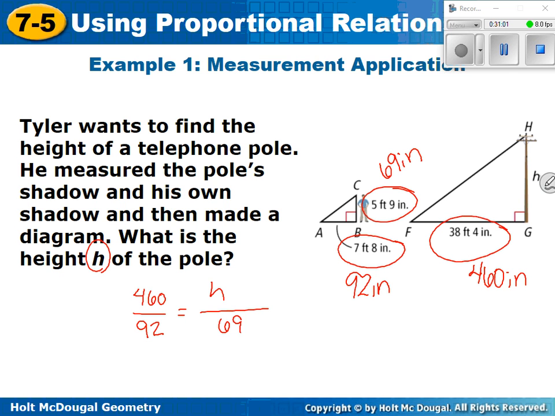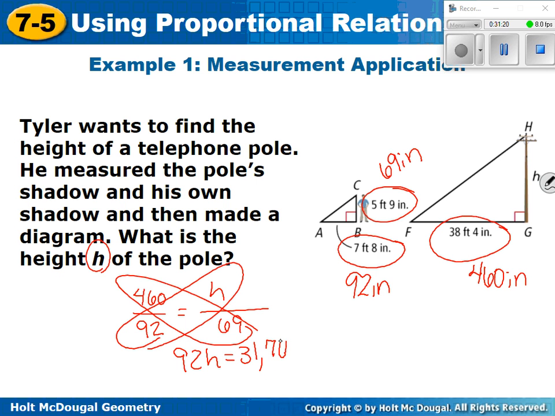As long as when you cross multiply your proportion, you're doing 92 times h, then you set your proportion up correctly. Okay, so we have 92h equals, help me out, what's 460 times 69? 31,740. And then we're going to divide that by 92. And the answer is 345 inches, right? We're still in inches, agreed? Because all of our measurements were in inches.